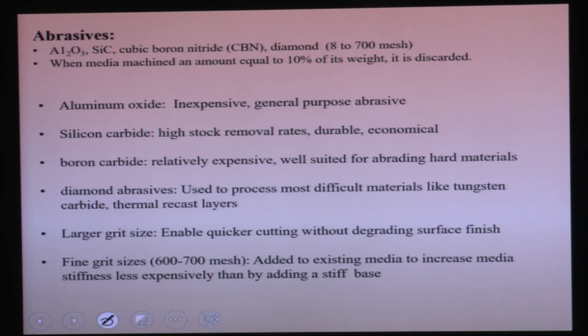So larger grit size enables quicker cutting without degrading the surface finish, and fine grit sizes of 600 to 700 mesh are added to existing media to increase the media stiffness less expensively than by adding a stiffer media. So for making the stiffest media, the concept is that the base or viscoelastic media should be stiffer. But if you have the same media there, in that case what you can do is add more concentration of these abrasive particles. In that case it can be considered as a stiffer media.